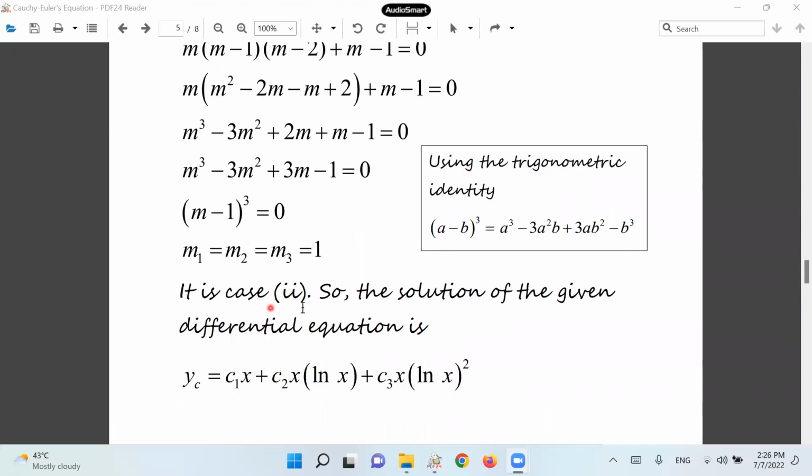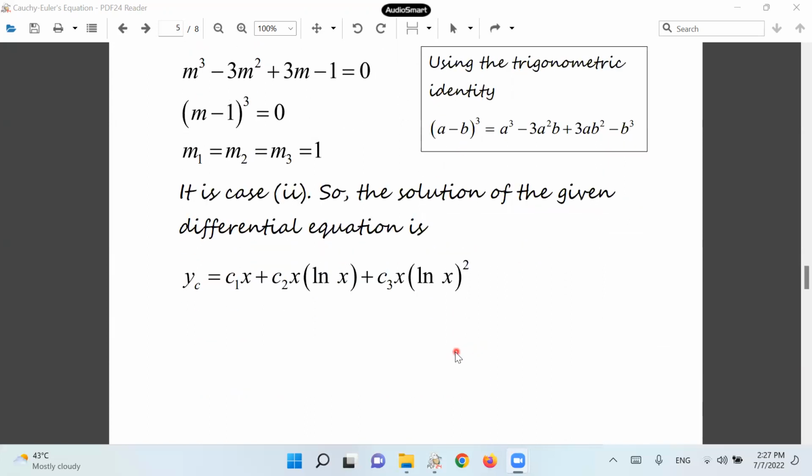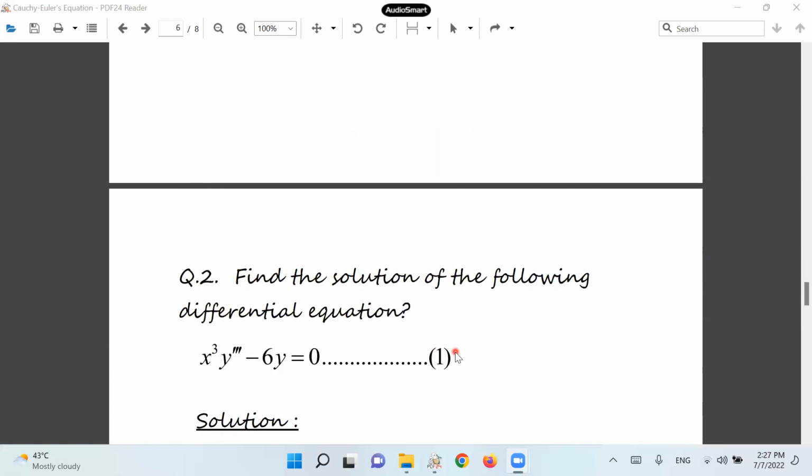So this is actually case number 2, which we have just studied in the previous slide. So the solution of the given differential equation will be written as yc equals c1 x, because all roots are the same. So first we write c1 x, then c2 x multiplied by ln of x, and the third root will be written as c3 x ln of x whole square. So this is the required solution for the Cauchy Euler differential equation, that is the homogeneous differential equation.